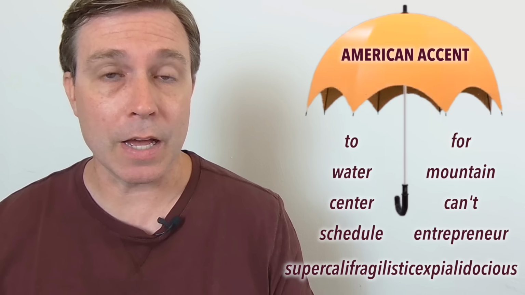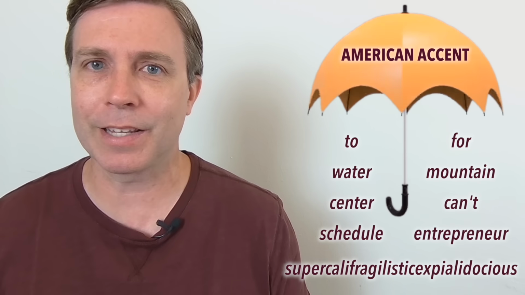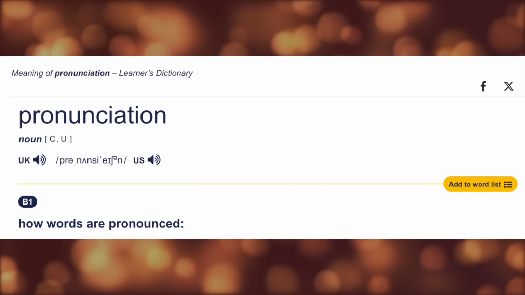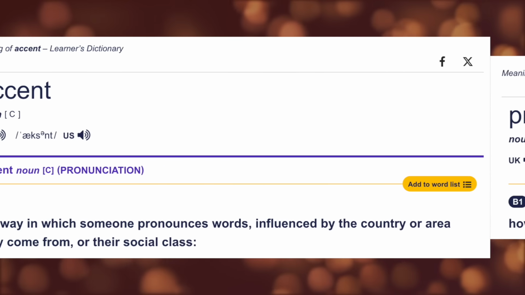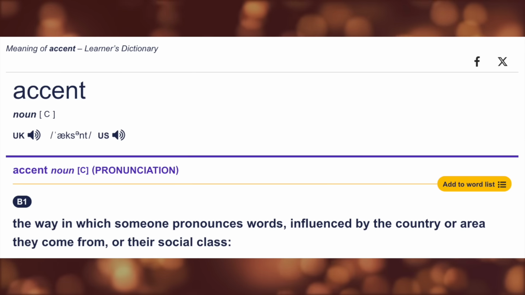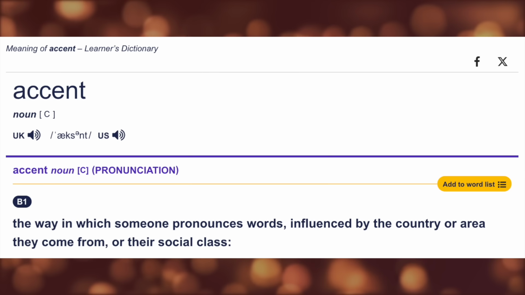So in general, I'm going to talk about the pronunciation of certain words, which falls under the umbrella of the American accent. And pronunciation and accent, they're not necessarily the same. They're not always interchangeable. Pronunciation is how words are pronounced. You're just making those sounds. Whereas accent is the way in which someone pronounces words, and it's influenced by the country or area they come from. To give you an example of what I'm talking about, let's look at our first word, to.